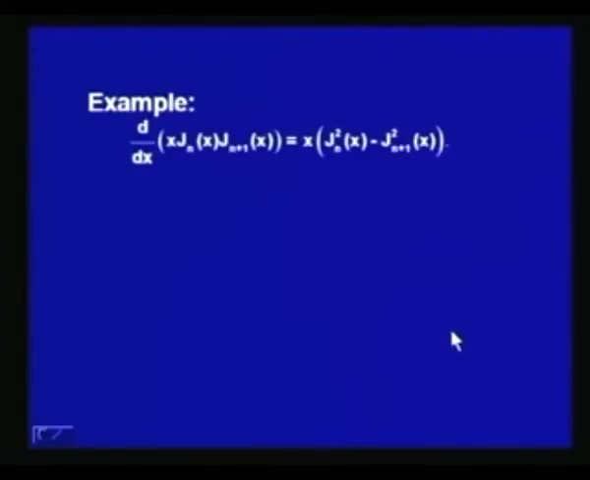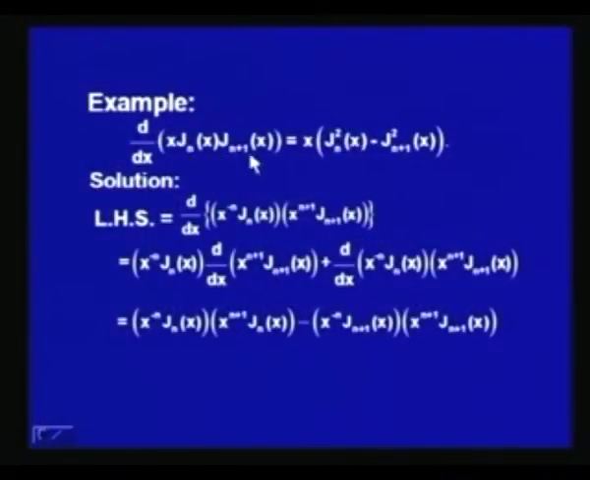Let us take an example based on the other relationships which involve the derivatives of Bessel functions. Let us take the example of d/dx of [x J_n(x) J_{n+1}(x)]. We are going to show that it is equal to x [J_n²(x) - J_{n+1}²(x)]. The left hand side of this example is expressible as d/dx of [x^{-n} J_n(x) · x^{n+1} J_{n+1}(x)]. This we have done in order to be able to find the derivatives that will arise when we differentiate the product of these two functions of x.